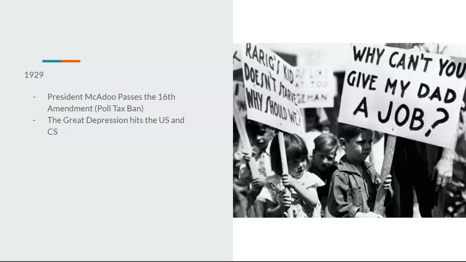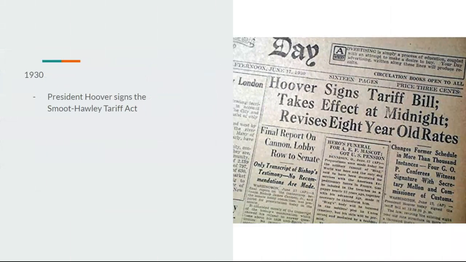In 1929, President McAdoo passes the 16th Amendment. He says, okay, there's clearly a problem. And he passes the poll tax ban amendment. So there's no such thing as a poll tax anymore. Also, the Great Depression hits both countries. So the Great Depression hits, and it hits hard. In 1930, President Hoover signs the Smoot-Hawley Tariff Act, which damages the Union States even more.